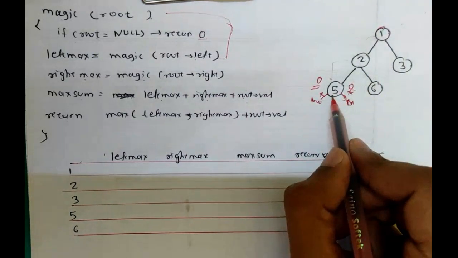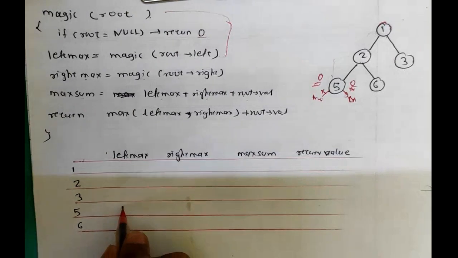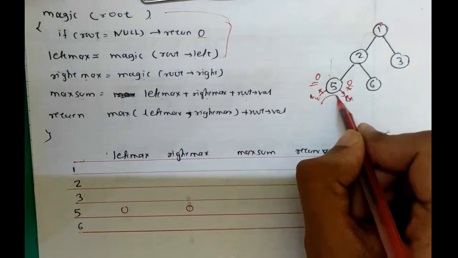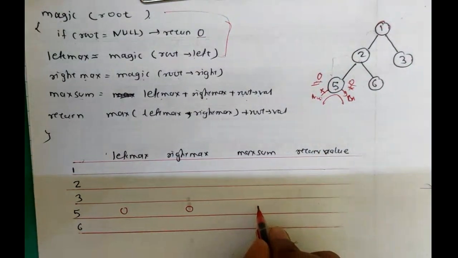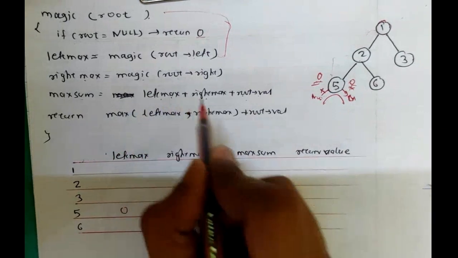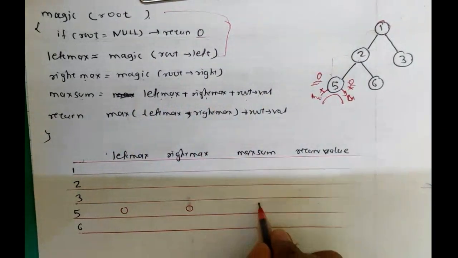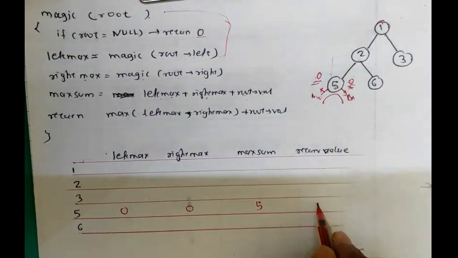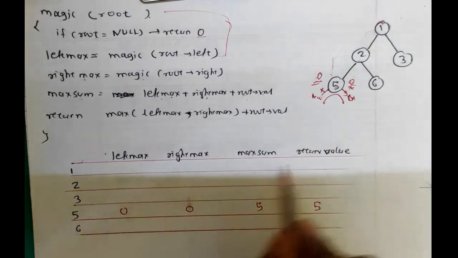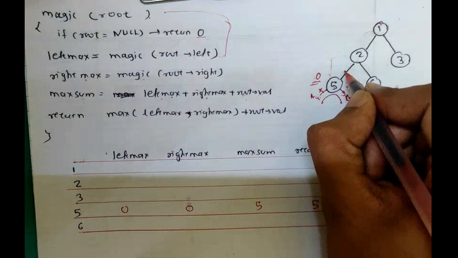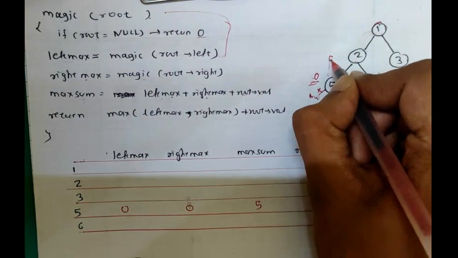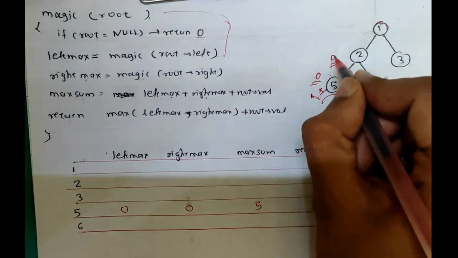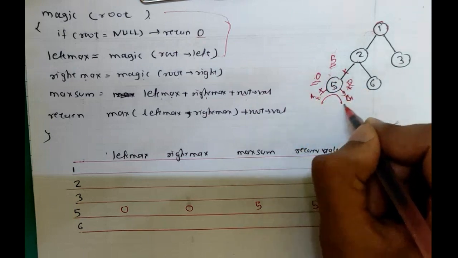So for 5 the left max will be 0 and the right max will be 0, and the maximum sum it will get is 0 0 and 5. So the maximum will be left max plus right max plus root ka value which is 5, and the return value will be maximum of the 2 plus the root ka value, so return value will be 5. So 5 has return value 5, so this will get cut and 5 is returned. So if 2 is trying to get the left max value, it will directly return the 5 rather than going here.